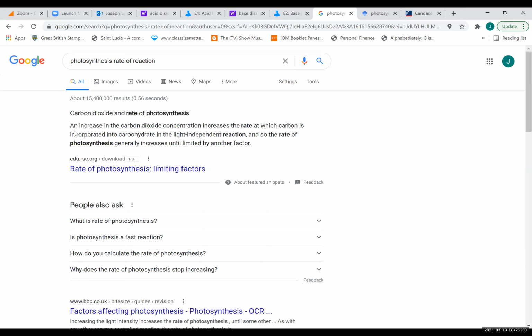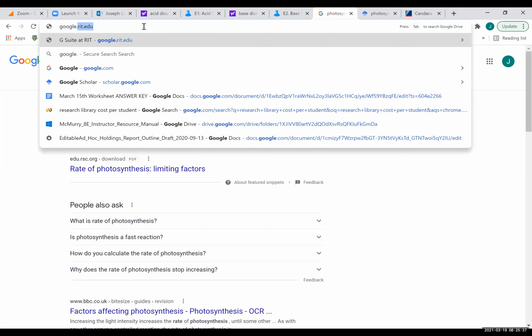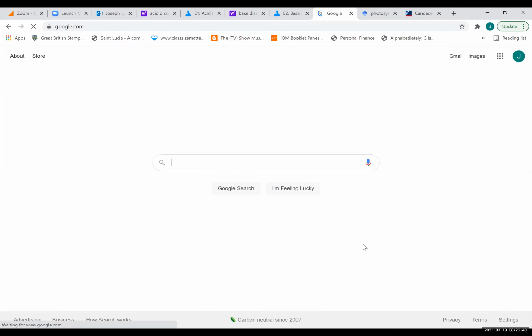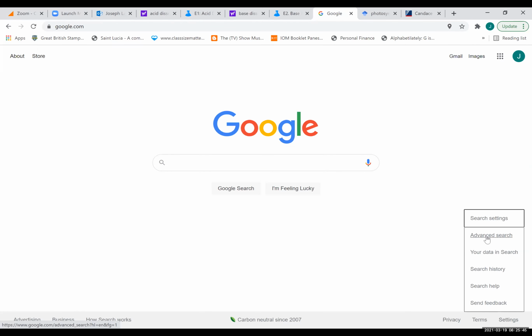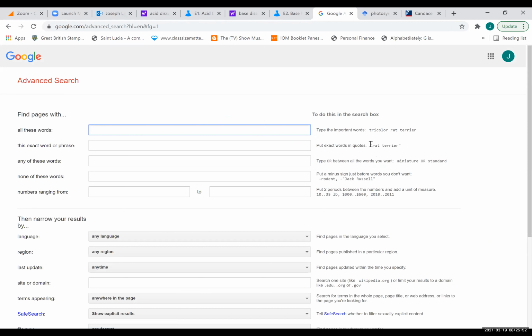You also have the option within Google to do somewhat more advanced searching. If you go down to settings here, it might be different on a Mac, I don't know, you have an advanced search function. There's a similar advanced search function in Google Scholar, which we'll look at in a second. That allows you to really hone in or expand your search depending on which version you use.